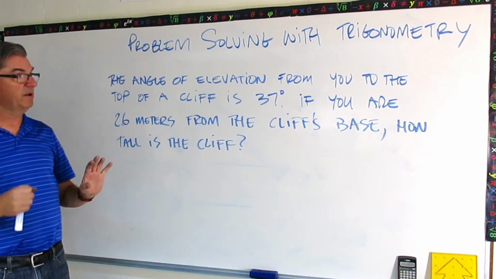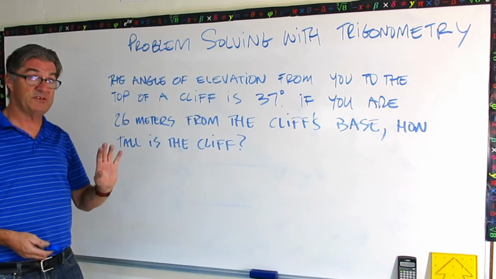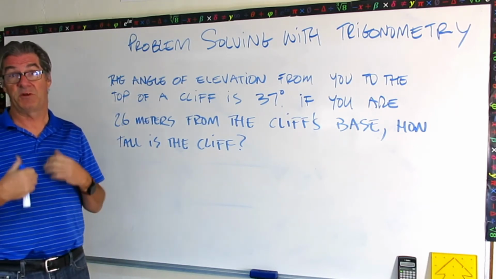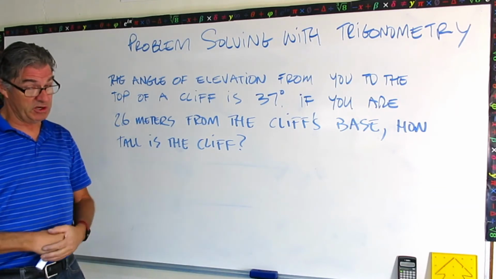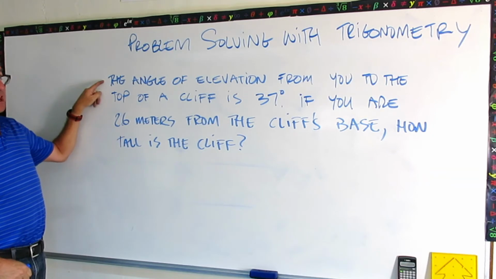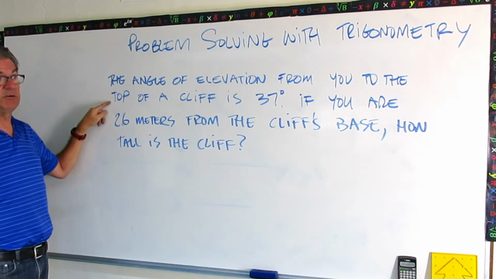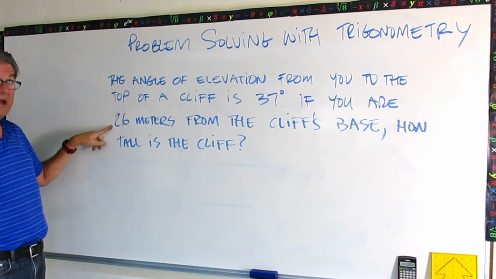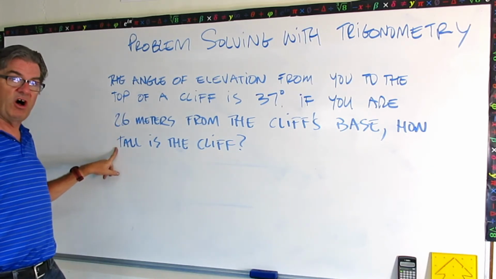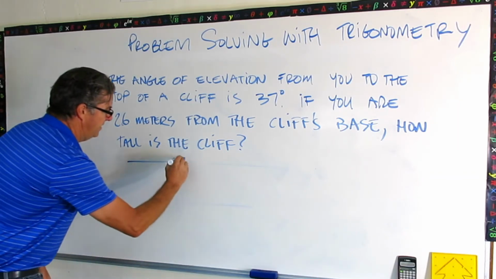Now, right away you're going to notice there's no diagram here. I haven't given you a picture. So sometimes the first and most difficult step with one of these problems is to create that diagram. So let's take a look at this one. The angle of elevation from you to the top of a cliff is 37 degrees. If you are 26 meters from the cliff's base, how tall is the cliff? So let's draw a picture. Here's my cliff.